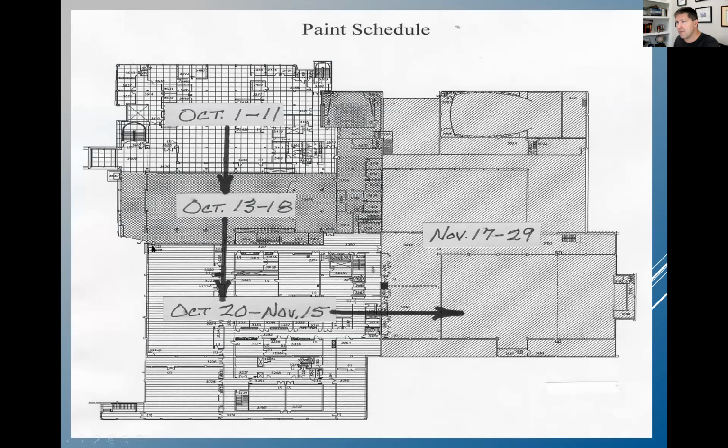This is an example for paint. We're going to paint this room on the 1st to the 11th. Then we're going to go to this other room on the 13th to the 18th. You get the idea. Small scale project, sure, maybe. Large scale project, no chance.